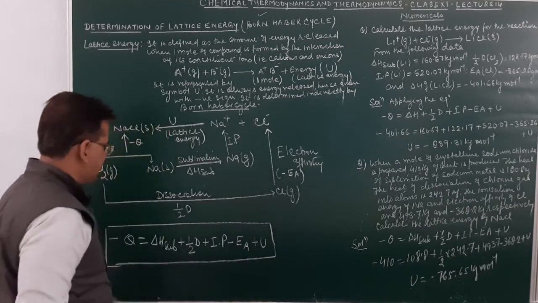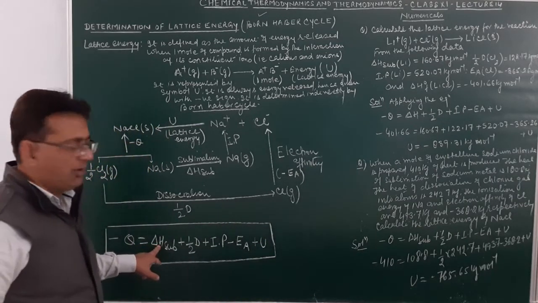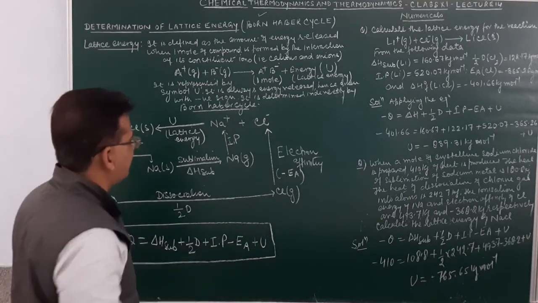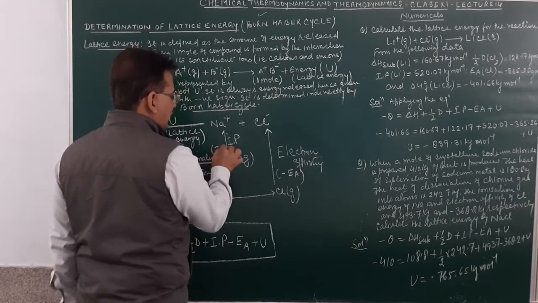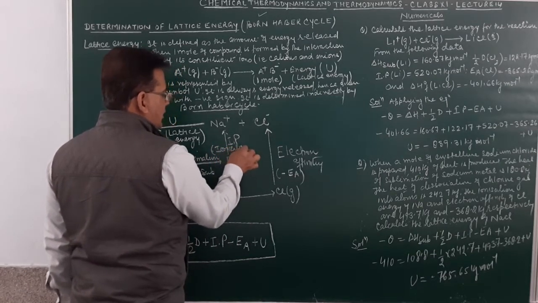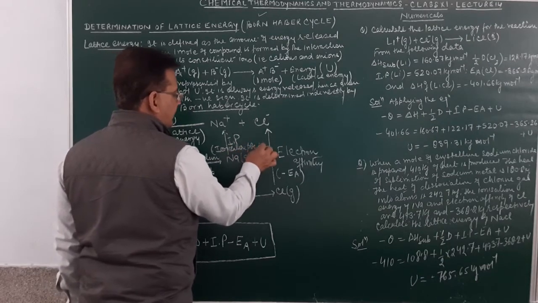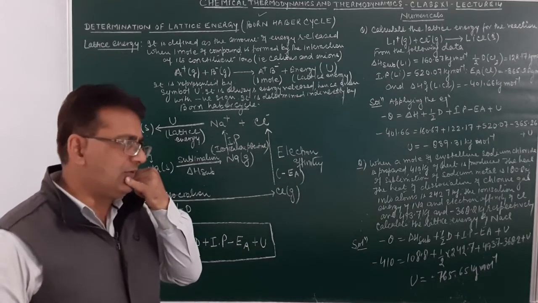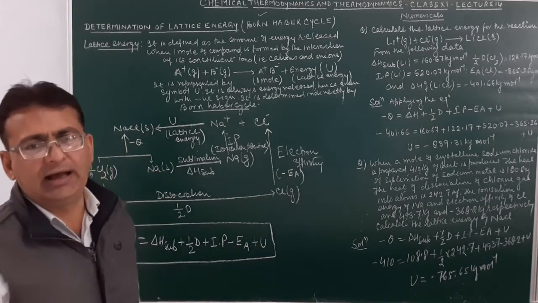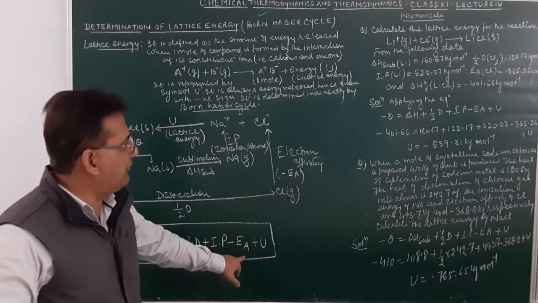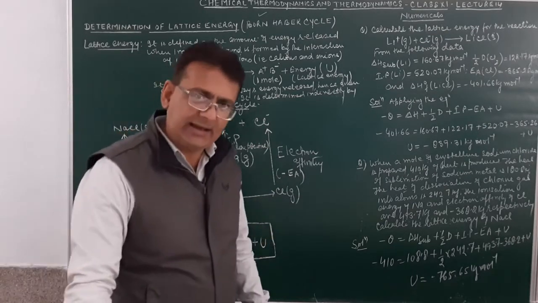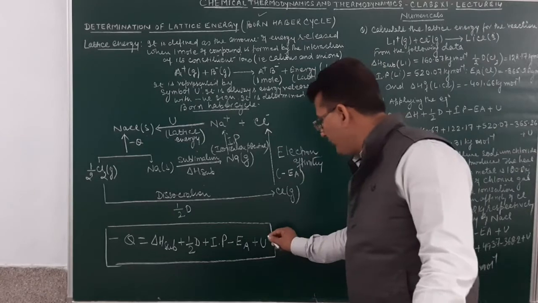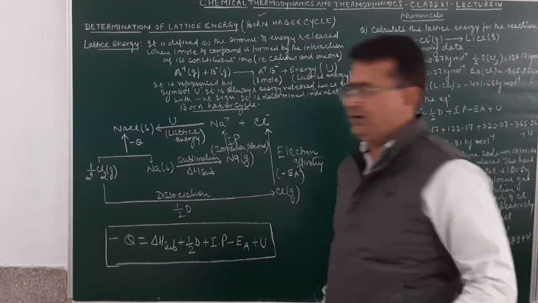When all the data are given, Q is given, enthalpy of sublimation is given, dissociation energy is given, ionization potential is given, and electron affinity is given, we can find out the value of U. This IP over here is the ionization potential. What will be U? It will be the lattice energy, since it is always the energy released. So you will observe that its value will come out negative. Numerically, when we calculate this, it will come out negative, because the energy released in this case is called the lattice energy.